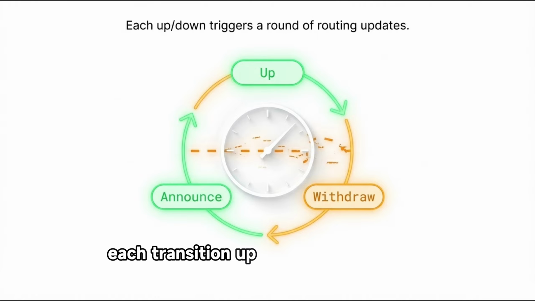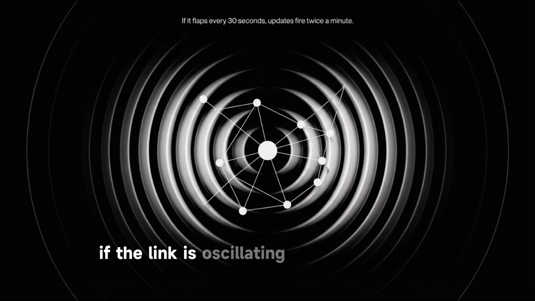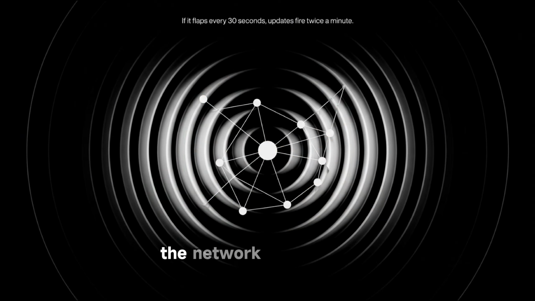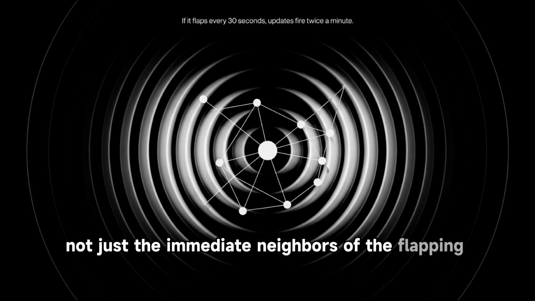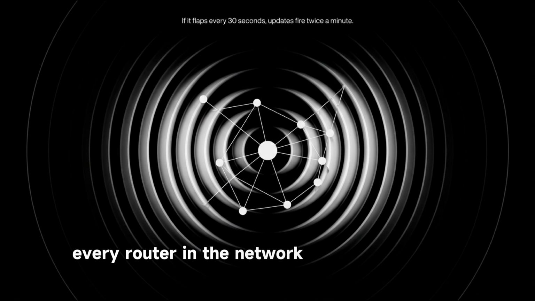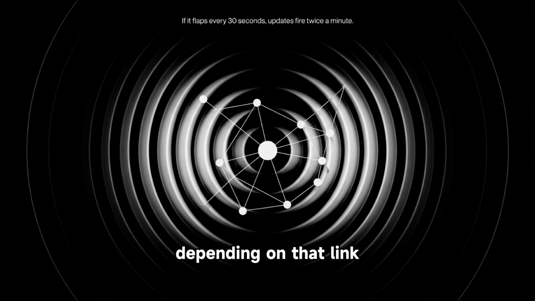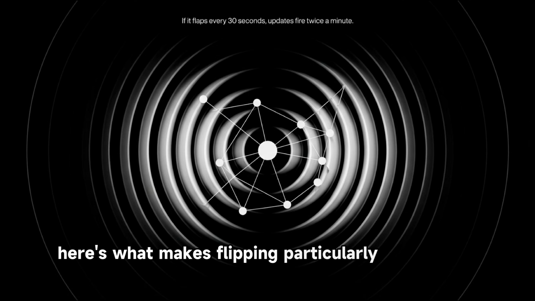Each transition, up to down to up, triggers a full round of routing updates propagating through the network. If the link is oscillating every 30 seconds, the network is processing 2 full rounds of routing updates per minute for every router that has visibility into those routes. Not just the immediate neighbors of the flapping link, every router in the network that carries routes depending on that link. This is route flapping, and the damage it causes extends far beyond the users trying to use that specific route.